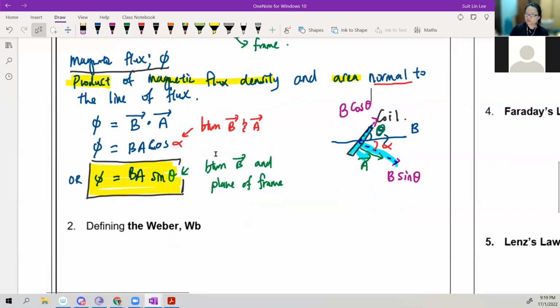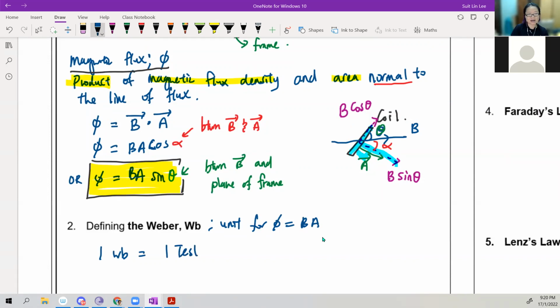So flux, the unit is Weber, Wb. This is the unit for flux. And 1 Weber can be defined as follows. Because flux is BA, the unit for B is Tesla and the unit for A is meters squared. So it's Tesla meter squared, or 1 T m squared.